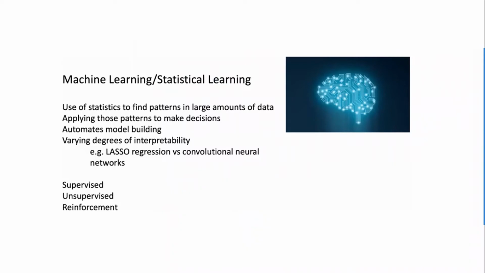So there are different algorithms that you can use for machine learning. There are some models that are more interpretable than others. For instance, it's different to make a regression where you can select the features for the model than a convolutional neural network, where the idea is that the model itself will select the features automatically.